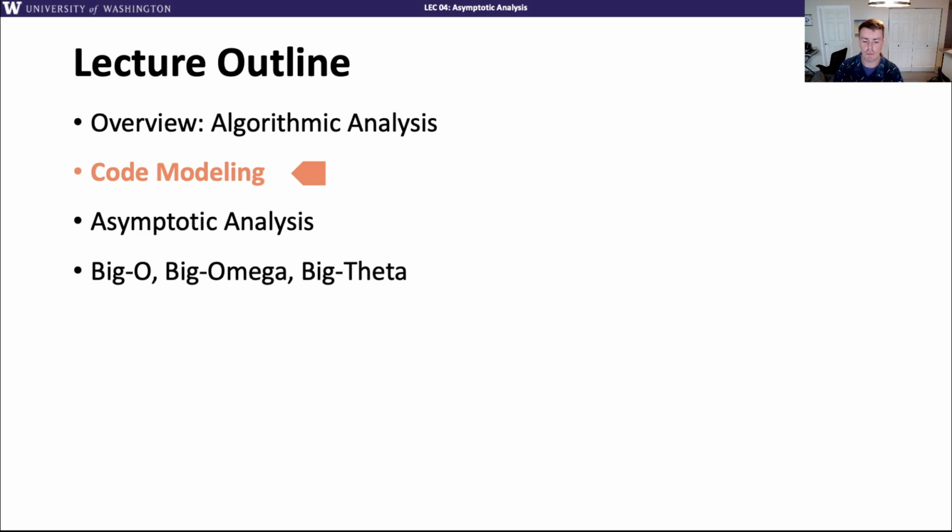So again, as an overview of the remaining videos, the next one is going to talk about code modeling. What is that? How do we do it? Then we'll talk about asymptotic analysis, that step of coming up with that complexity class. And then we will talk about some definitions for big O.